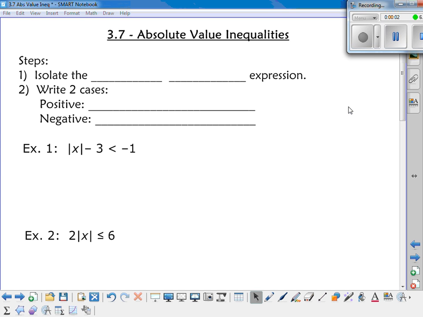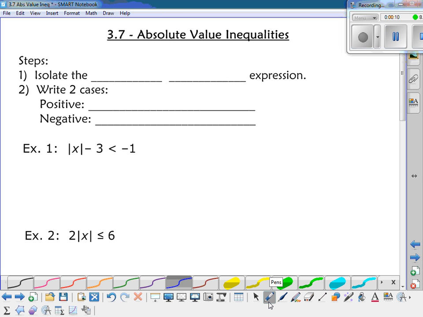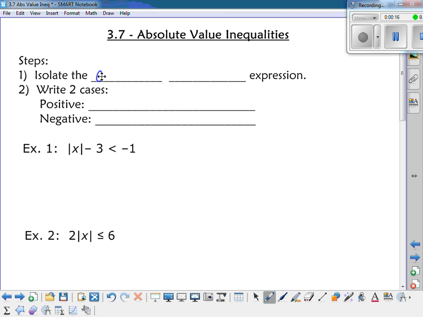Okay, today's lesson is absolute value inequalities. They're almost like absolute value equations. It's just now we have an inequality symbol instead of an equal sign. So the steps are the same. You are going to isolate the absolute value expression. And then you're going to write your two cases, a positive and negative case.